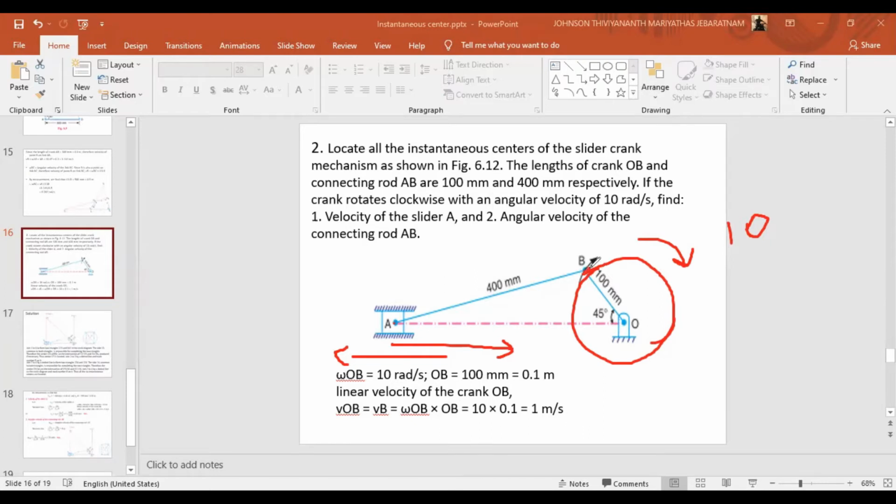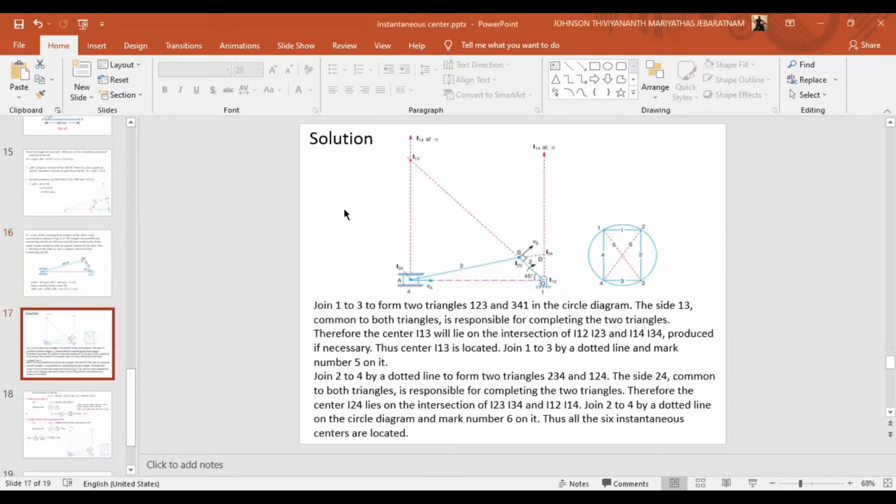Now the question asked of us is the velocity of A and the angular velocity of AB. To find that, we have found the linear velocity of B. From here, we need to move further. We'll see how to do that. So first of all, we need to mark all the instantaneous centers.